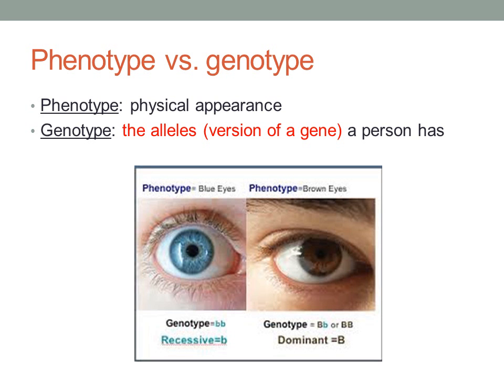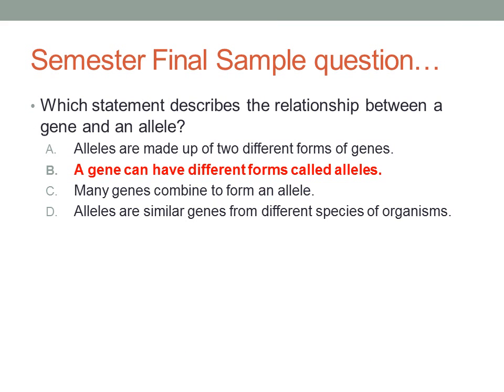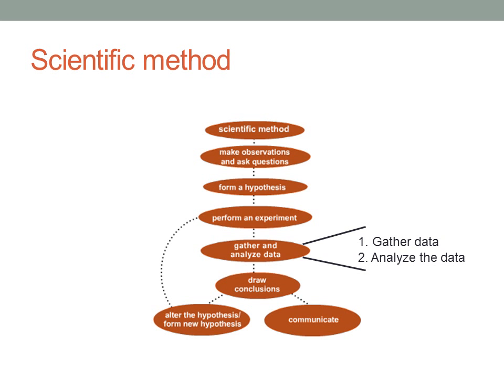So if we go back to the previous slide, we see that alleles are versions of genes. So the best answer for this one would be B, a gene can have different forms called alleles.